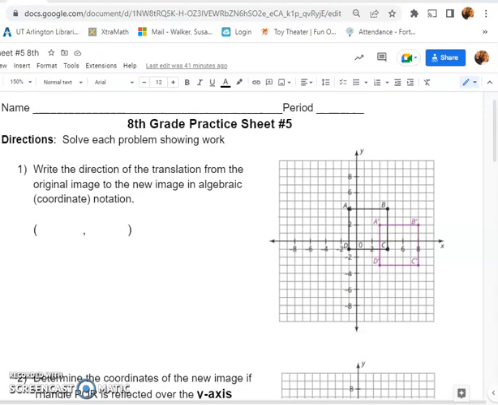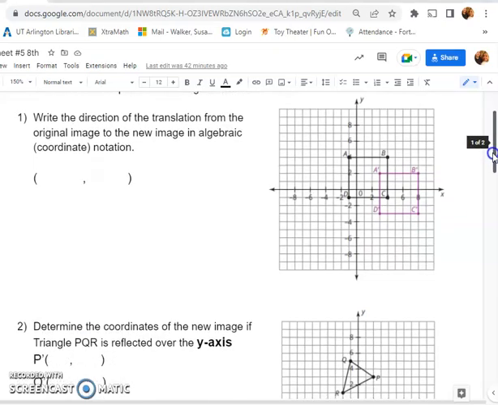So we've been doing this translating, so I'm pretty much going to let you do this on your own. It says write the direction of the translation from the original image to the new image. So this is original, this is new. Hopefully we can tell the direction we're moving. I'm going to put an X here and a Y. You're going to finish what it is, but basically count from here to here. I can already tell this is a plus and a minus, so y'all figure that out.